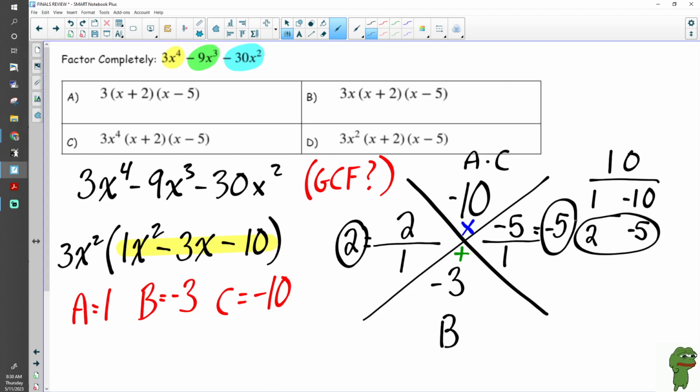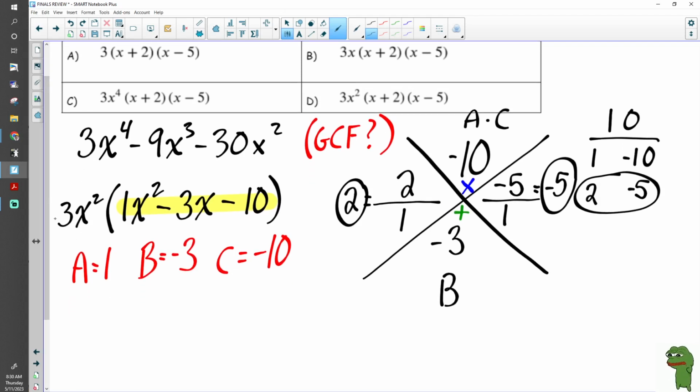If there was a fraction in the denominator, we would want to simplify our fractions, but we're dividing by 1, so they're going to stay the same. So all we have left to do is write our final answer. My 2 factors are going to be x plus 2 and x minus 5.